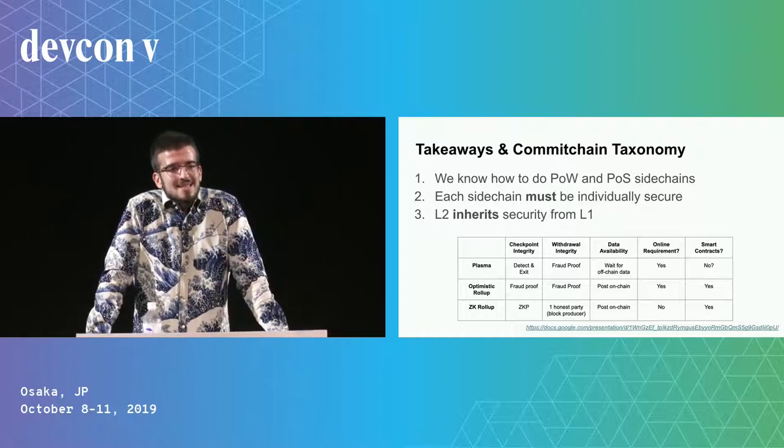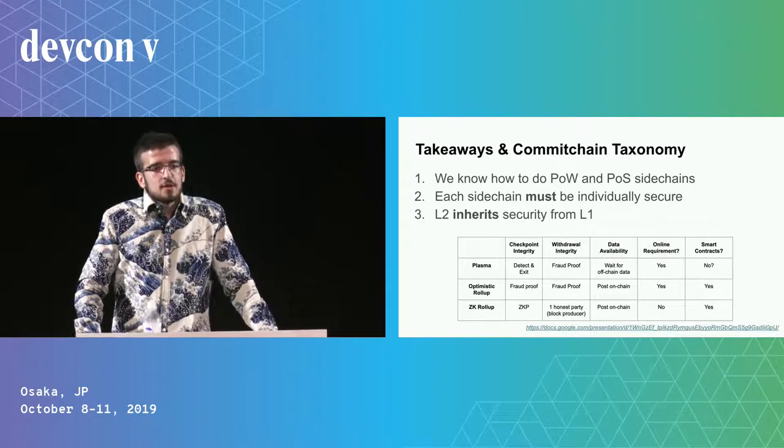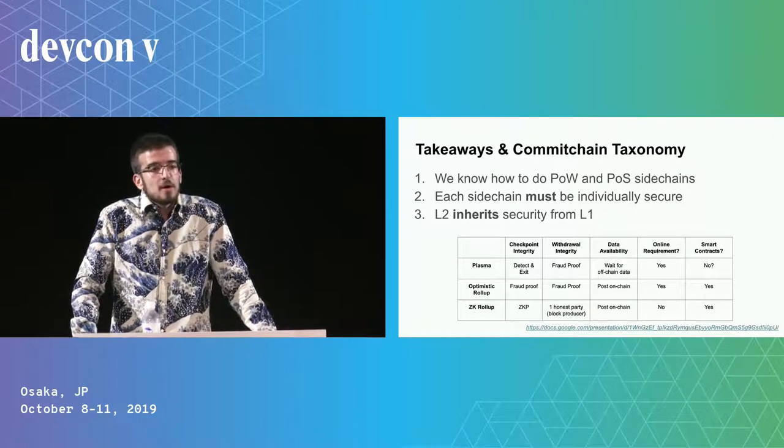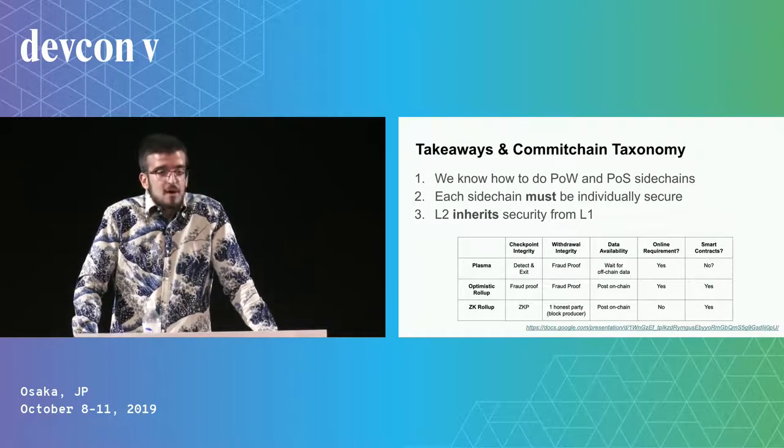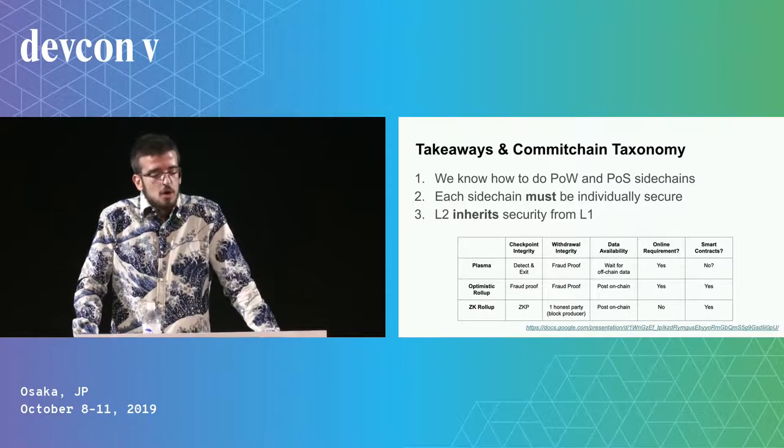Some takeaways from this talk: we know how to do both proof of work and proof of stake sidechains. It's hard to implement them. You need them to both be individually secure, and having an honest majority assumption for more than one layer one is hard, as we have seen with multiple 51% attacks on smaller chains. Layer two inherits security from layer one, and I have a small taxonomy of what goes where.